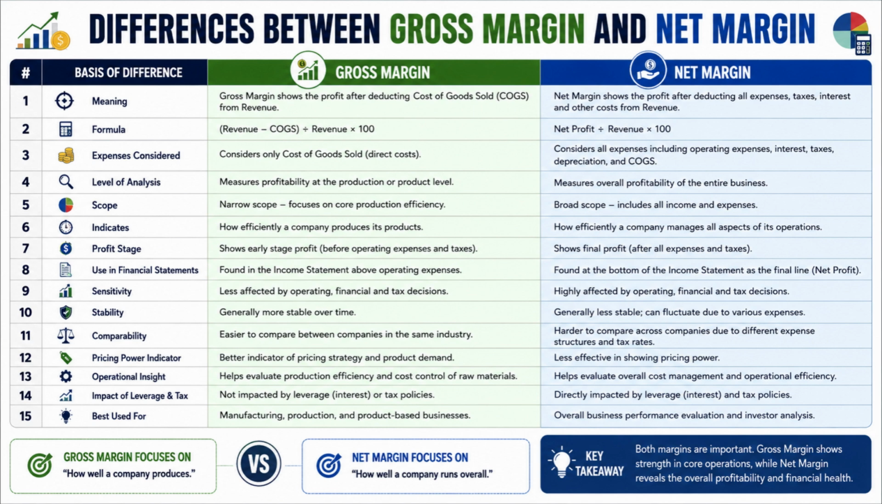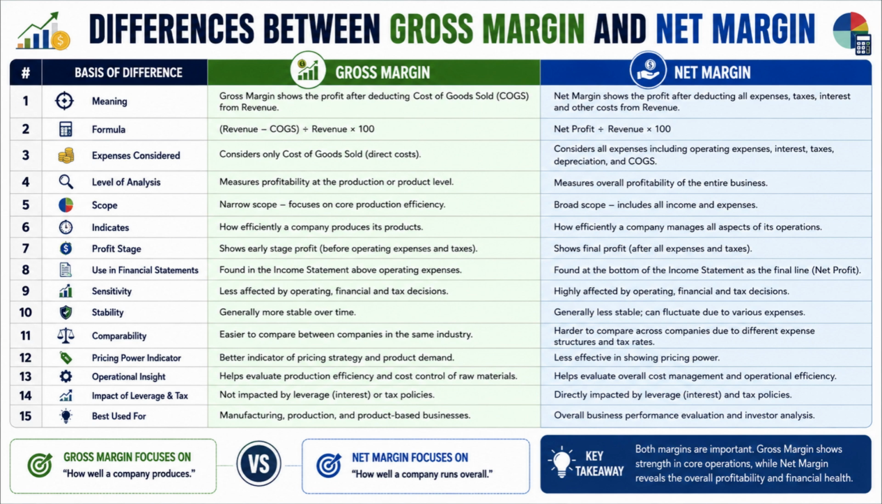Number 3. Gross margin considers only direct production costs, whereas net margin considers all operating expenses, interest expenses, taxes, depreciation, and other costs. Number 4. Gross margin measures profitability at the product or production level, whereas net margin measures profitability at the overall business level. Number 5. Gross margin has a narrower scope and focuses on production efficiency, whereas net margin has a broader scope and includes all business activities.